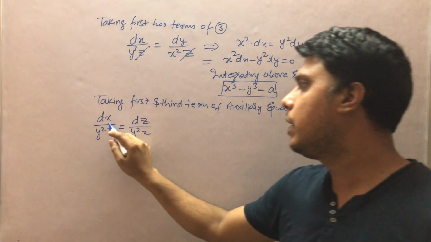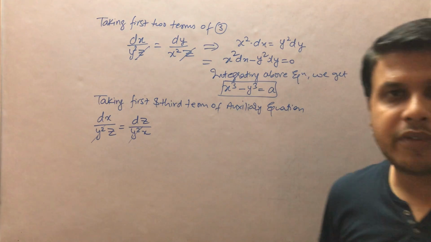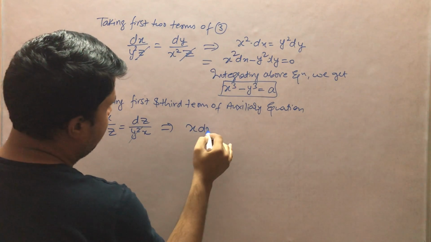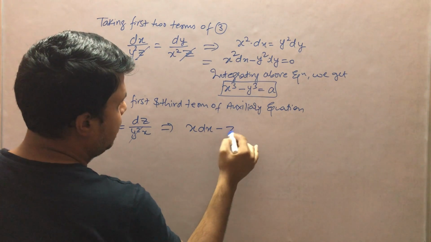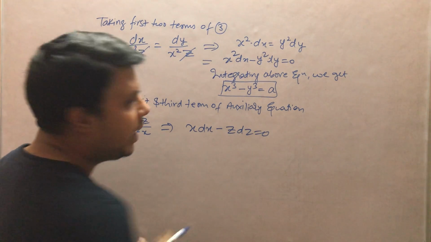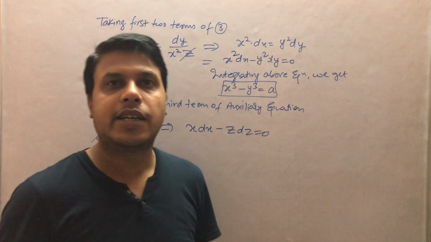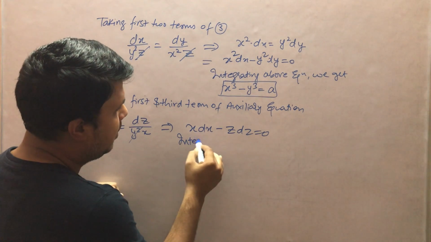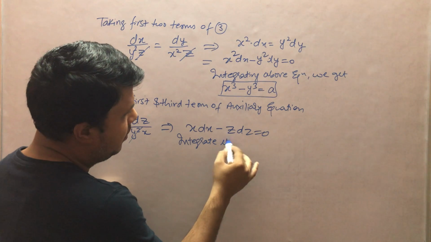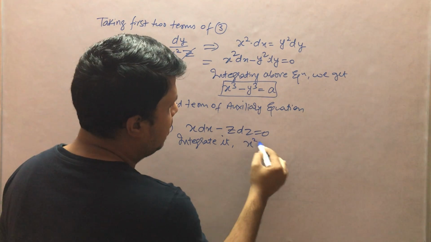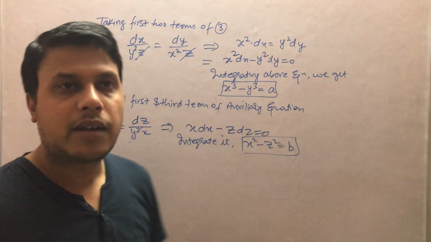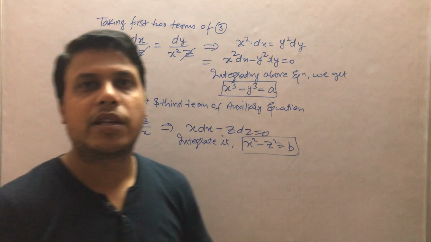So this is the first and the third term. Now what we can do? We can cancel out y square. What will be left? We are left with x dx minus z dz equals to 0, and we are going to integrate it. And I have taken another constant, x square minus z square equals to b.